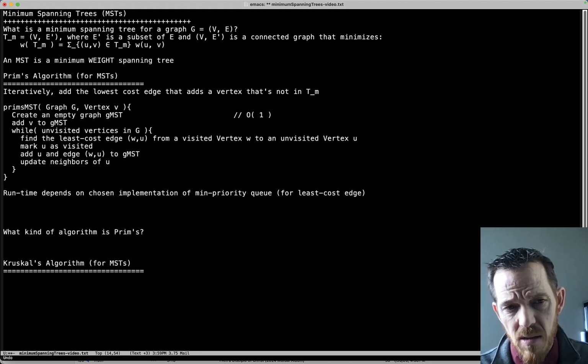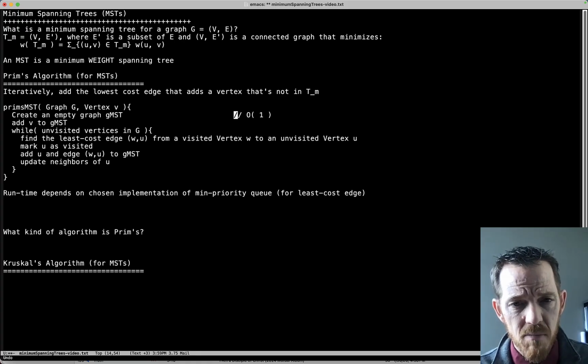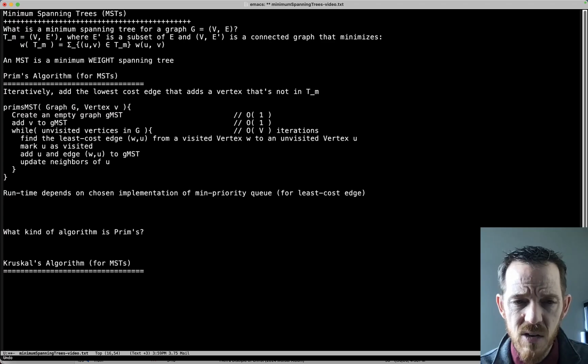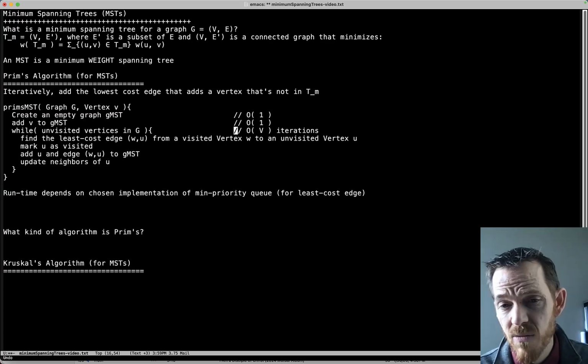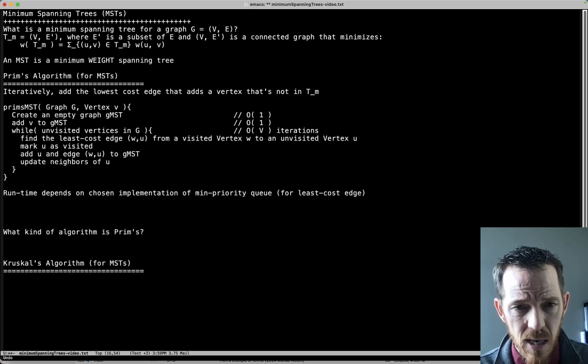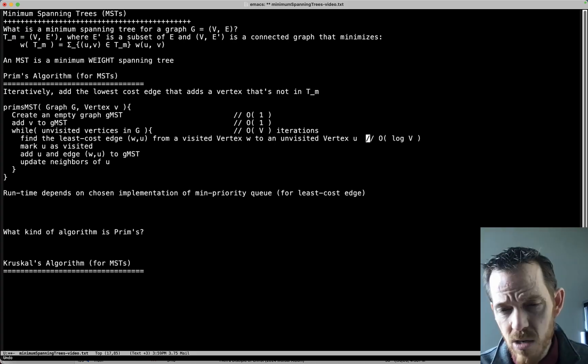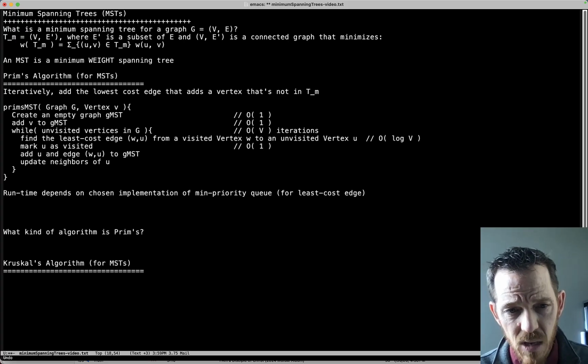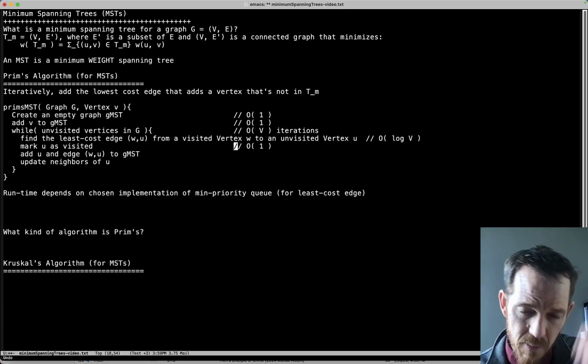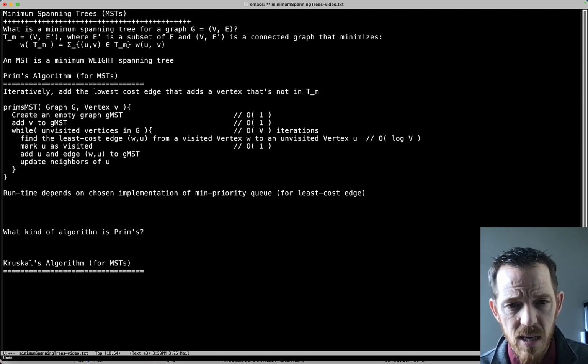Going through this part by part, creating an empty graph is going to be order 1. Adding a vertex to a graph is going to be order 1. To go through all the unvisited vertices, we're going to have order of V iterations. Keep that in mind. Now, to find the least cost edge, we could do that with log V if we were using a min heap. And to mark one as visited would be order 1. To add an edge is going to be order 1.